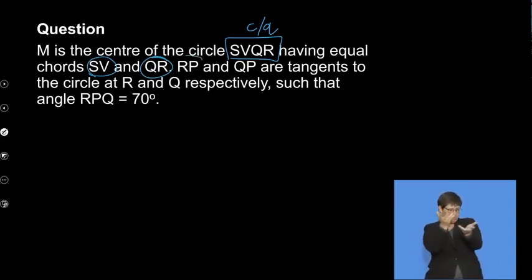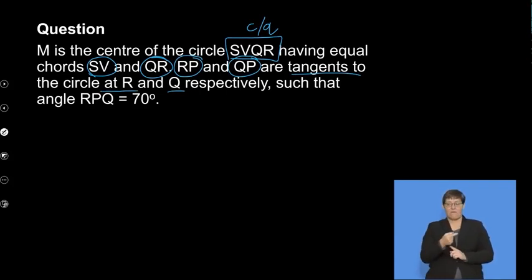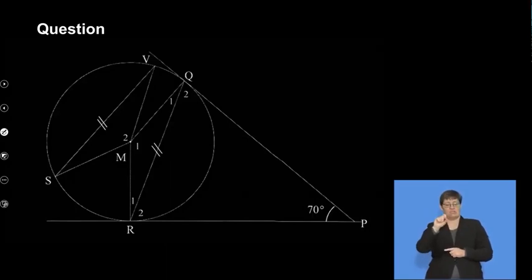Now what we know also is that RP and QP are the tangents, not that they are equal, right? They are the tangents at R and Q respectively. And then lastly, we know that angle RPQ is equal to 70 degrees because of these tangents. Now, in a diagram, this is what our diagram will look like.